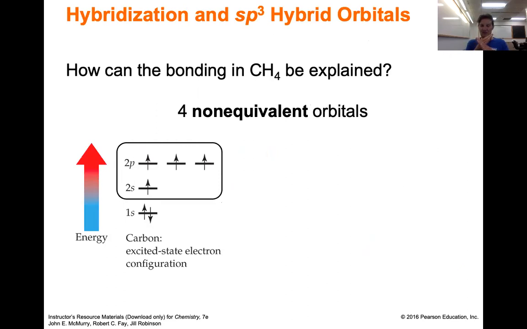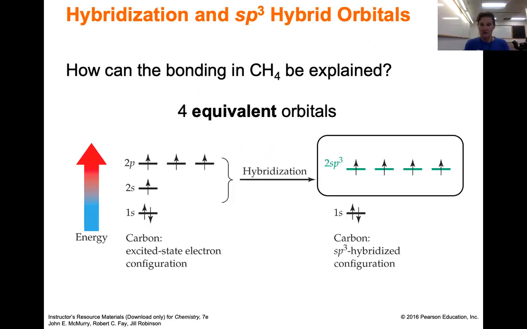So your bonds would be 90 degrees and they need to be 109.5. So what we're going to do is use a theory that says, okay, we're going to take the s orbital and the 3 p orbitals, we're going to add them together. And when you do that mathematically, which we won't do, but trust that it works, you end up with 4 new orbitals. So we added 4 orbitals, we get 4 new ones. They're all 109.5 apart, and we call them sp3 hybrid orbitals because they have 1 part s and 3 parts p.